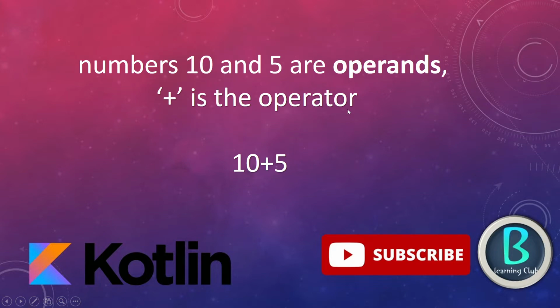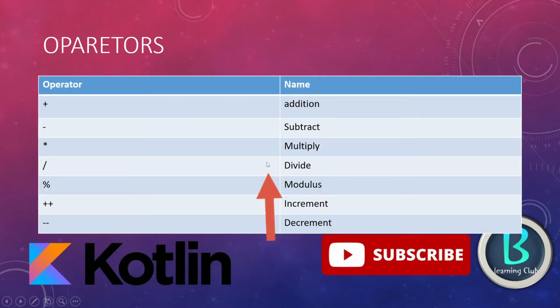So what are operands? Operands are like 10 and 5, and plus, minus. These are simple operators. So here are the operators: you can use plus, minus, multiply, divide, modulus to determine the remainder, and the increment operator and decrement operator.